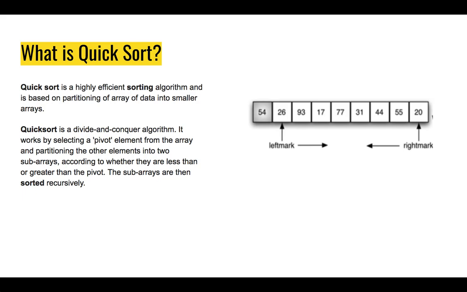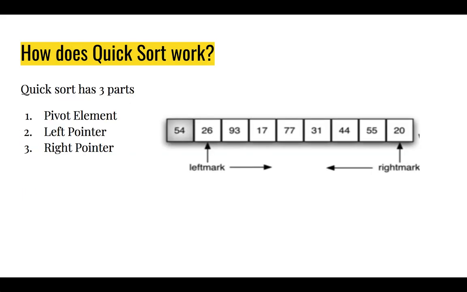This approach is a divide and conquer approach. Now, what are the parts in quicksort? Let's get started. Quicksort has three major parts. One is the pivot element, second is the left pointer, and the third is the right pointer, as shown in the image. Pivot element, I have considered the first element, but you can even consider the last element to start with. Once you get the pivot element, the left pointer is pointing to the index after the pivot element, and the right pointer is the last element in the array.